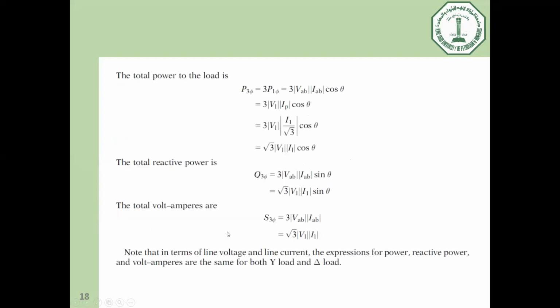For the power calculation, we agreed together that delta and star connection have the same configuration for calculating power. You can calculate it using 3 V phase I phase or √3 multiplied by V line I line. And all of the time, the cosine theta is the cosine of the impedance angle. Okay. The same also for Q. However, Q is dealing with sine theta instead of cosine theta. And similarly, we can calculate the S, the apparent power for the 3 phases. Okay.